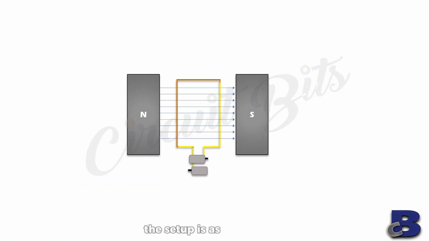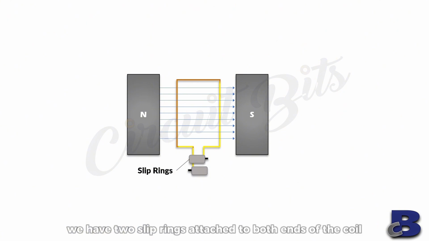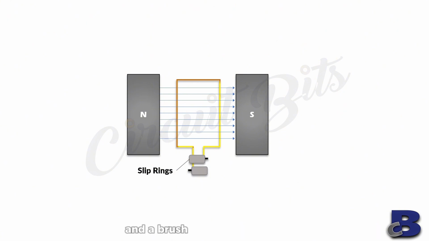The setup is as shown here. We have magnets as our stator, a coil as our rotor. We have the slip rings attached to both ends of the coil, and a brush attached to each ring.